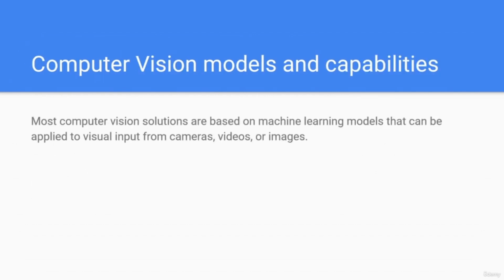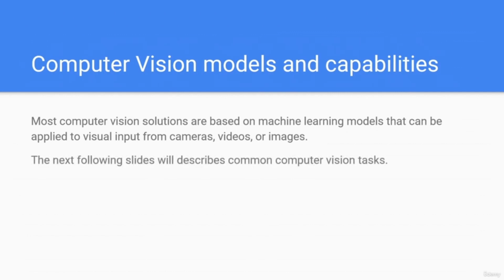Computer vision models and capabilities. Most computer vision solutions are based on machine learning models that can be applied to visual input from cameras, videos, or images. The following slides will describe common computer vision tasks. So let's have a look.